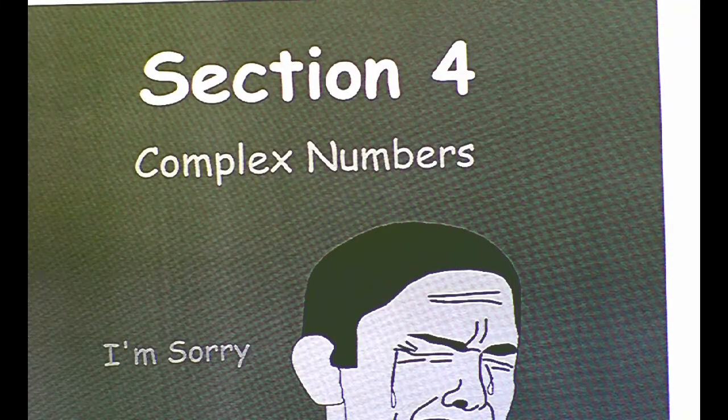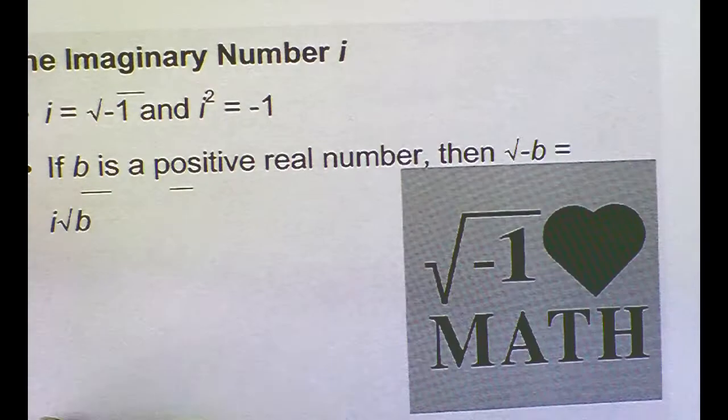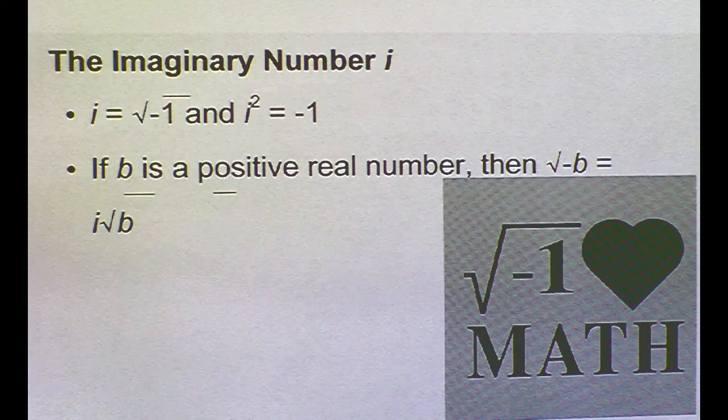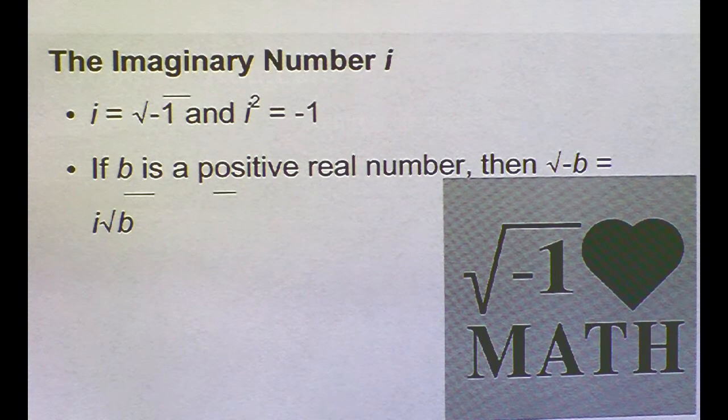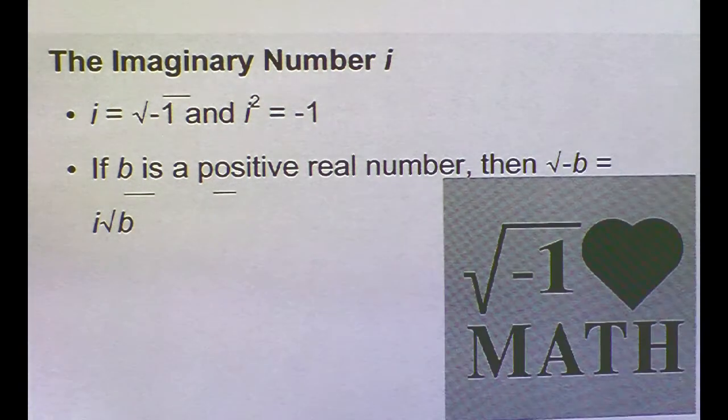All right, today we're going to talk about section 4, which is complex numbers. And I know everybody loves complex numbers. So we'll start by talking about the imaginary number i. i is equal to the square root of -1, which means i squared is equal to -1. So if b is a positive real number, then the square root of -b can be rewritten as i times the square root of b. Basically, to get that negative out of the square root, we take the i out front.